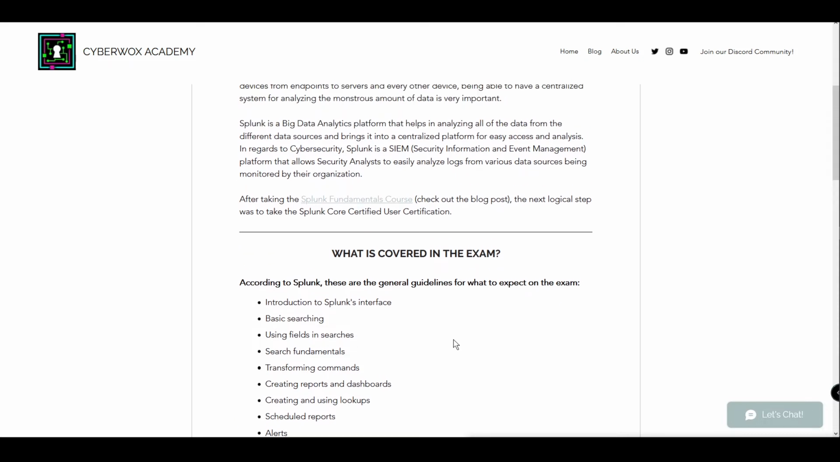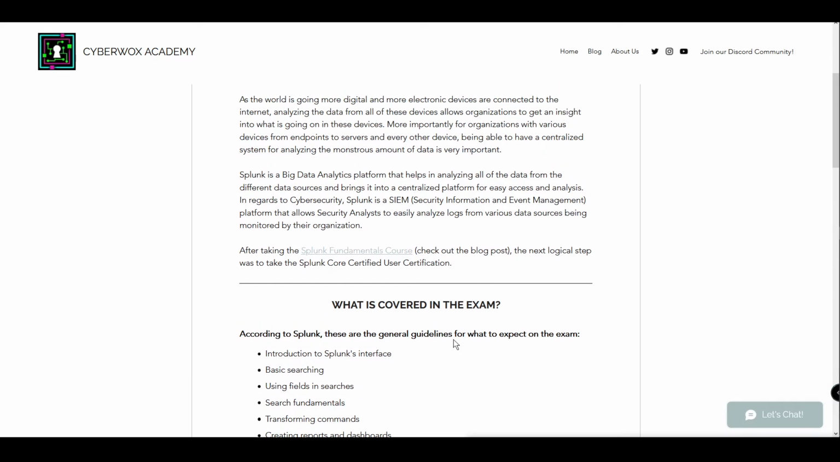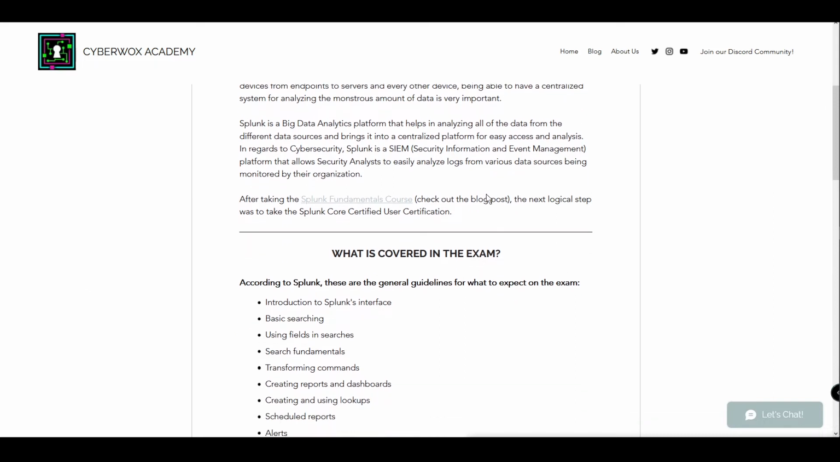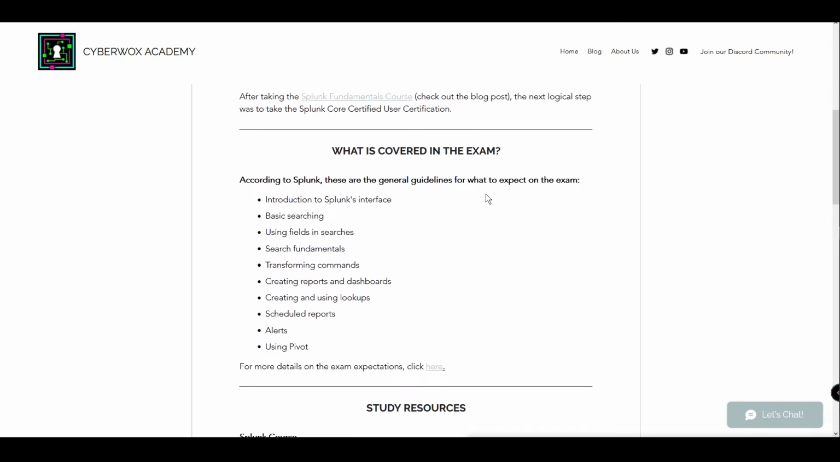So if you don't know, Splunk is a big data analytics platform that helps you analyze data from different data sources. And in regards to cybersecurity, Splunk is a SIEM, which is a security information and event management platform that allows security professionals to easily analyze logs from various data sources that are being monitored by your organization. So Splunk is a really popular SIEM. There are several SIEMs out there, including AlienVault, Securonix, Splunk, Graylog, Kibana, several other ones out there, but Splunk is a really, really popular one.